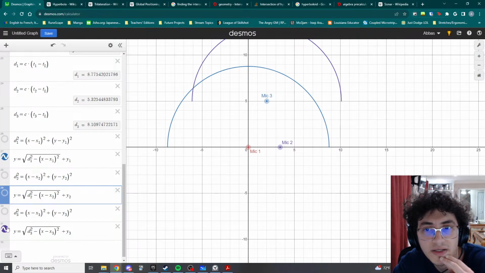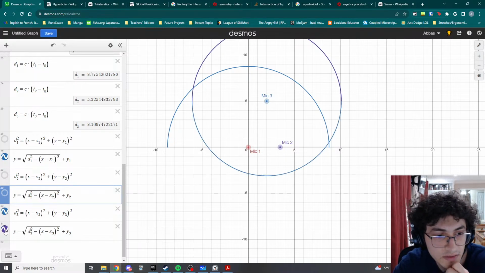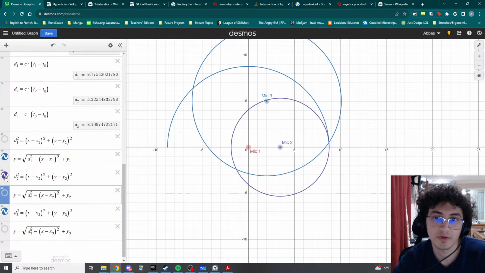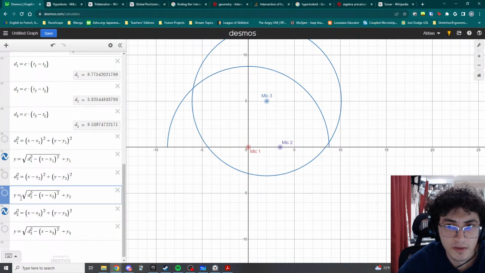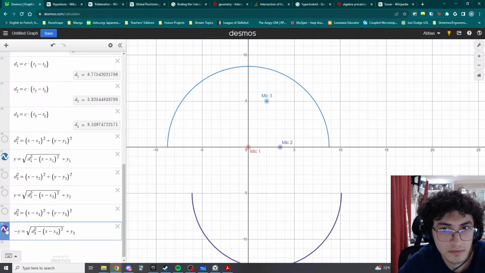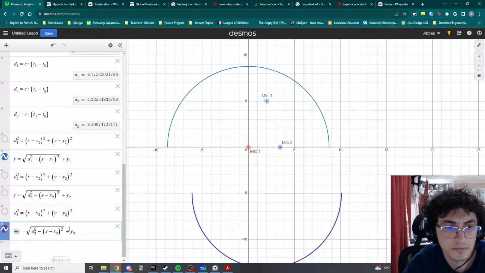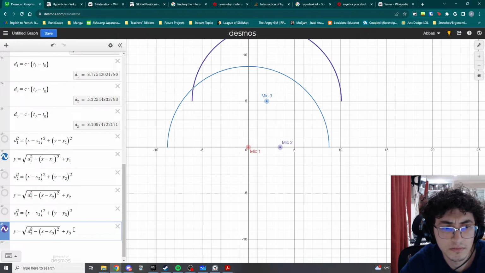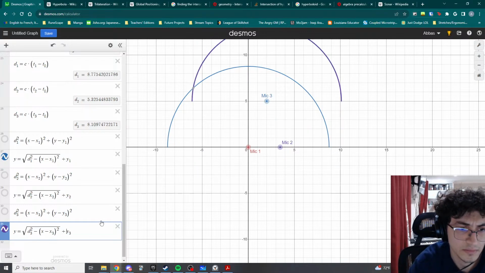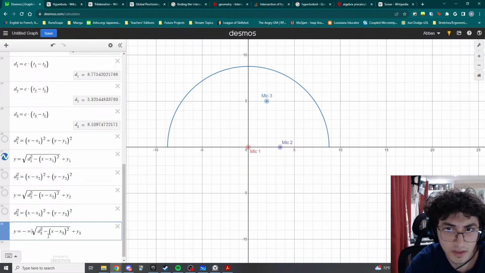Oh, I see the problem. This is on the bottom portion of the circle. That's why it's not showing up. Okay, so I've got to figure out, so then this one is negative y. Minus y3? Nope. Plus y3. The negative root.